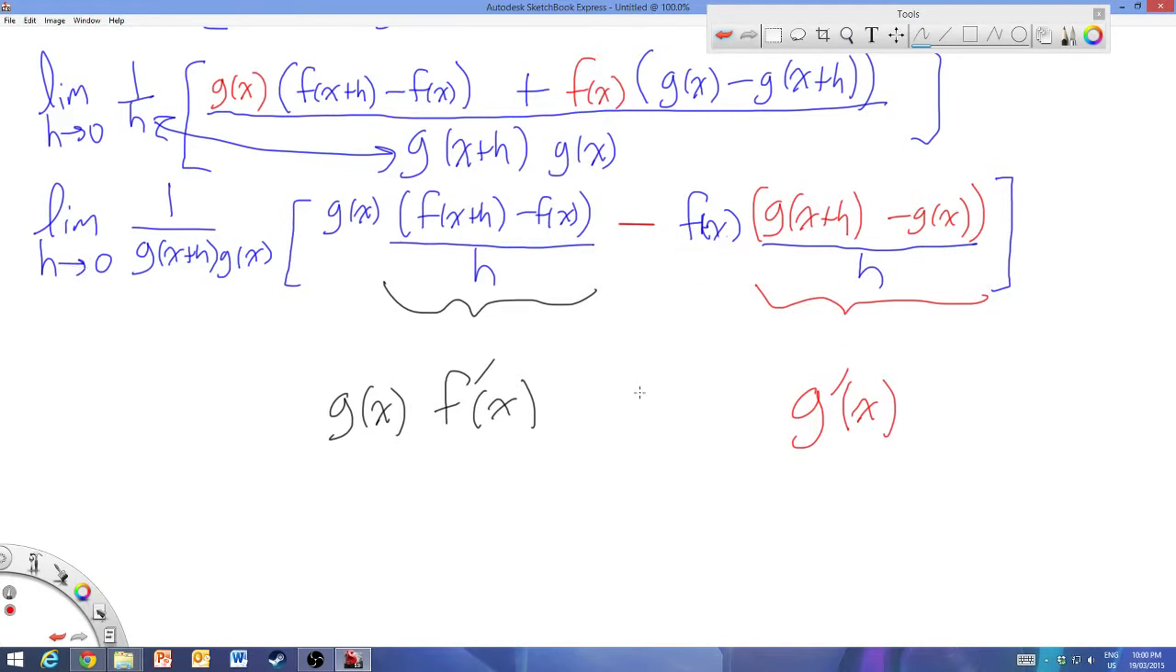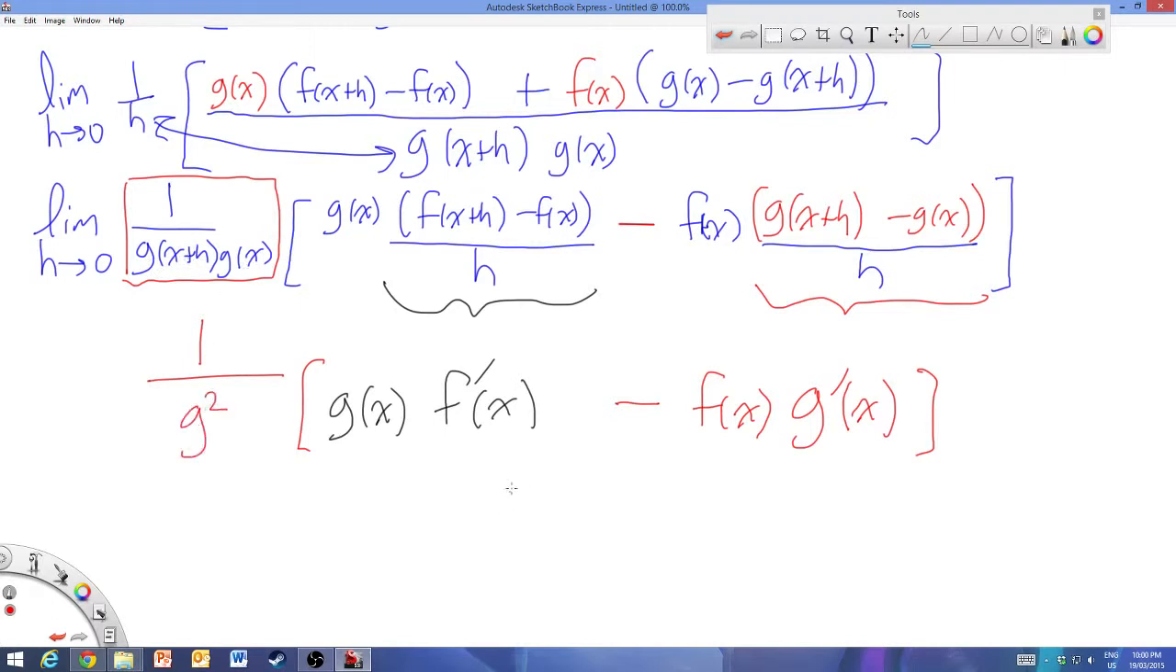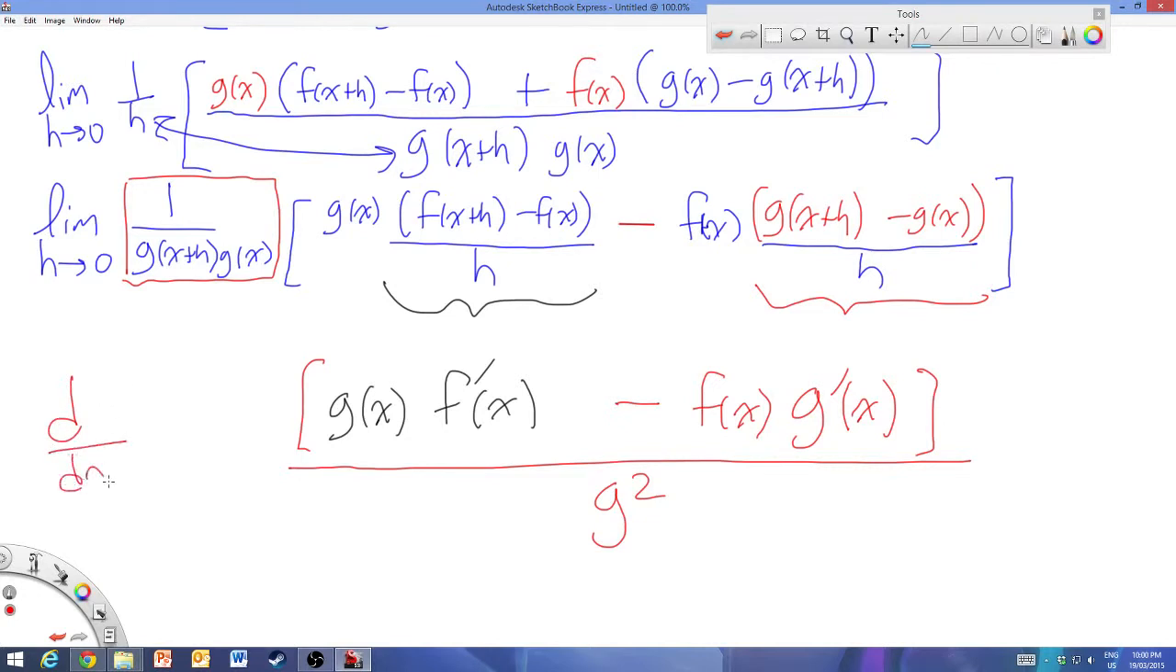Limit as h goes to 0 of f of x is really just f of x. Okay, and now we're left with, what do I do with this portion? Well, if I take the limit as h goes to 0, this portion really just becomes 1 over g of x times g of x, or 1 over g squared. Normally we don't write it as 1 over g squared times this. Normally we just write it like this, times g squared. There we go. This is the derivative d dx of f over g.